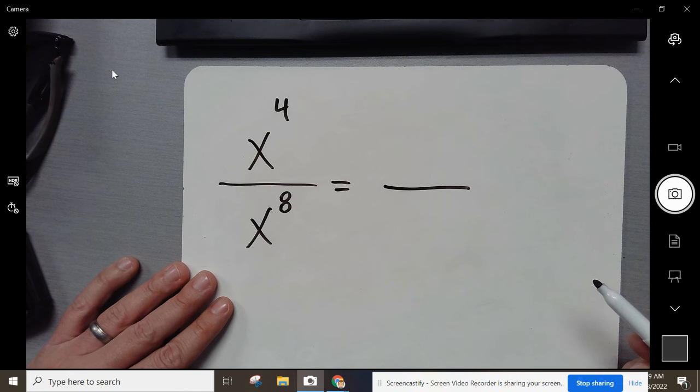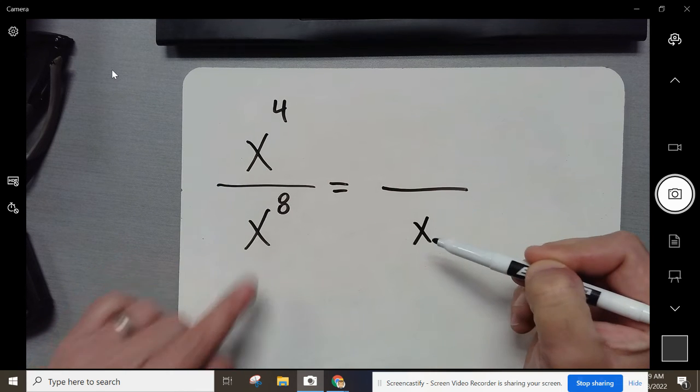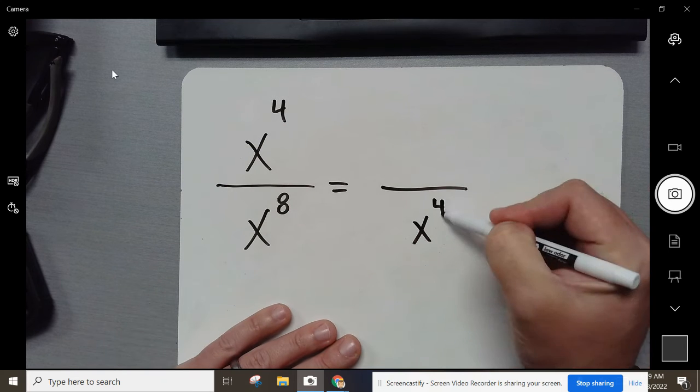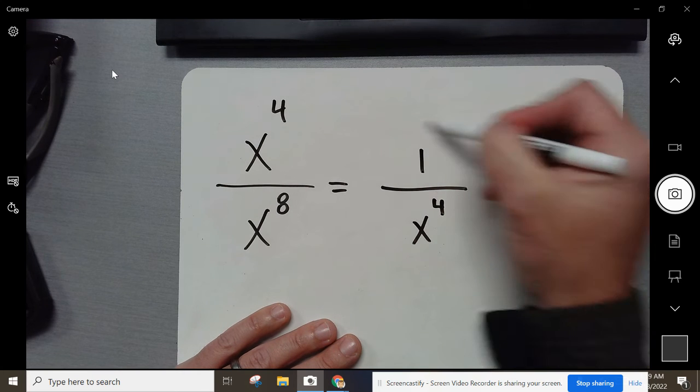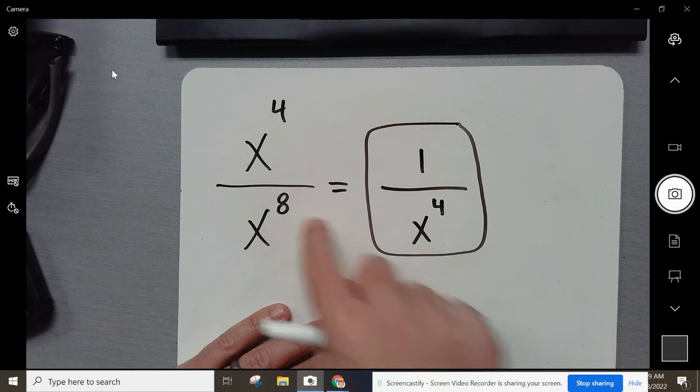All right, so when we look at this one, we see that there's a battle going on. The top's not going to win, the bottom's going to win. So the bottom's going to have the answer. The bottom wins, but how much does it win by? These 4 take out 4 of these guys, so it becomes 1 over x to the 4th. You got to put that 1 on top. All right, makes sense? The 4 came down and subtracted the 8.